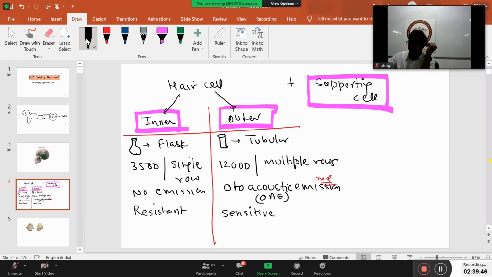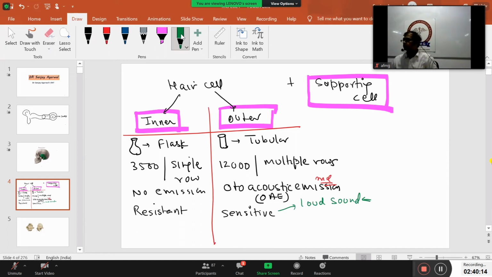What will damage them? Two things. Loud noise. Loud sound can easily damage the outer hair cells. And if the outer hair cell is gone, the organ of Corti is gone. And I told you for hearing, organ of Corti is the most important thing. So you can't hear. That's why you cannot allow the loud sound.